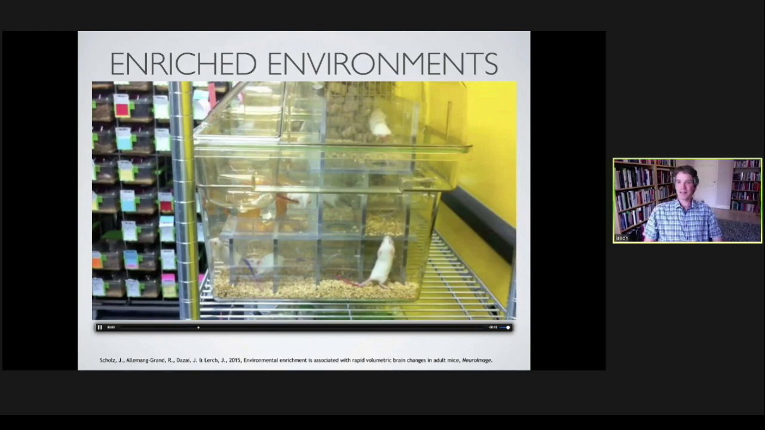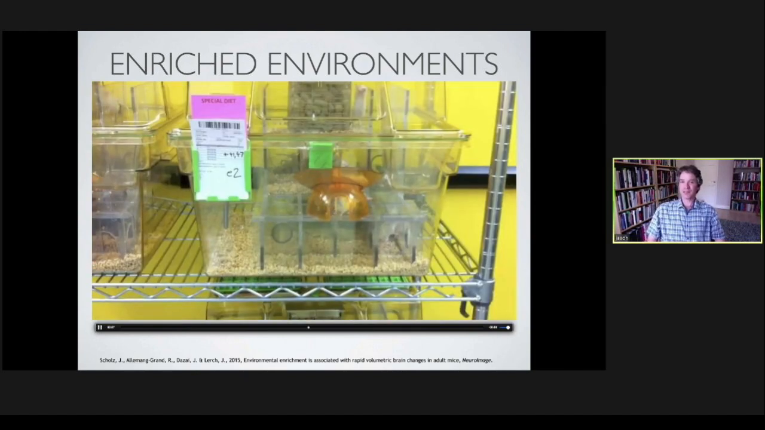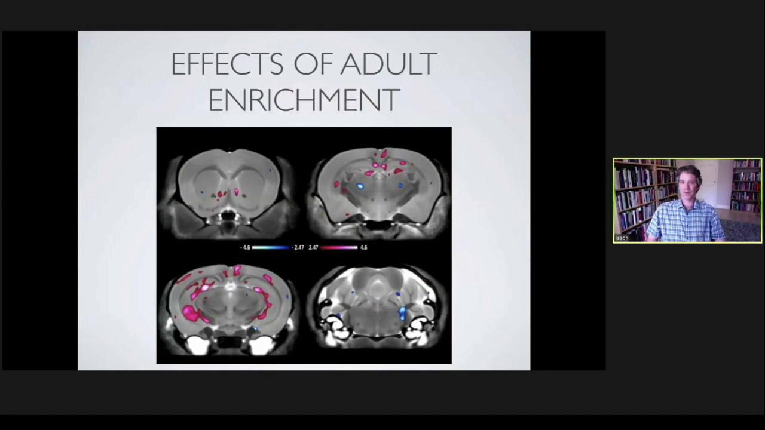In that case, again, you see significant hippocampal changes from putting mice into the enriched environment for a few weeks. Predominantly hippocampal, with some cortical areas changing as well as some septum, and some decreases in the cerebellum and thalamus.